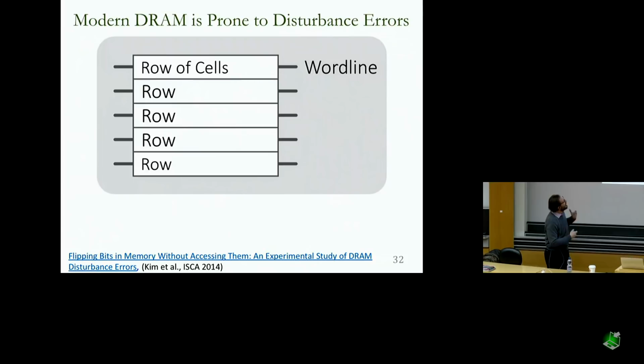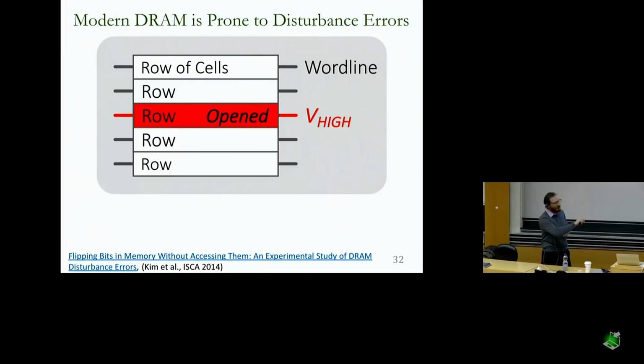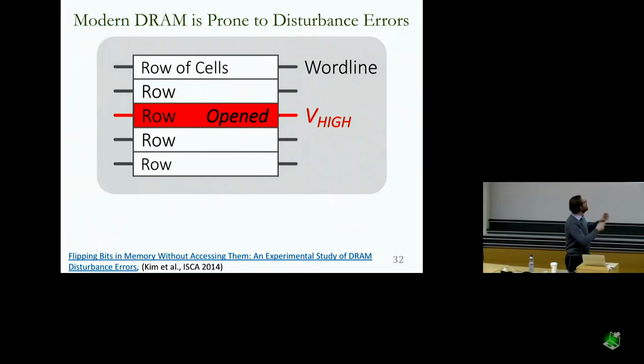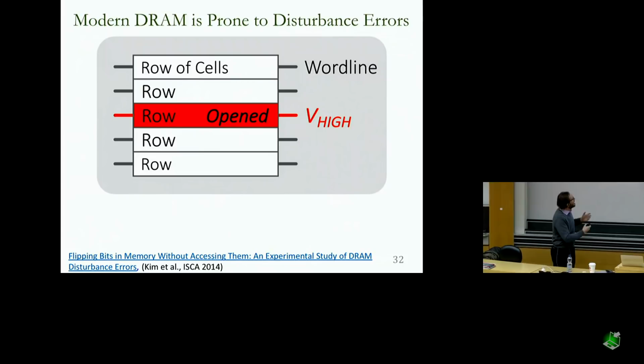If you want to access a row, you need to activate that row. What does this mean? You apply high voltage to what's called a word line. And the application of that high voltage enables the memory cells inside this row, many, many cells, let's say 8 kilobytes of cells, and enables you to read all of those cells. Now, you can close this row if you're done with reading. You can apply low voltage to it.